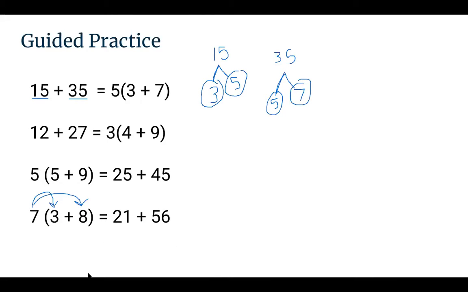So if I were to collect a 5, just like I did with these expressions down below, oops, wrong one. If I were to collect a 5 from each of these terms, what would be left over in terms of the 15? The 3 would be left over. What would be left over in terms of the 35? A 7 would be left over.